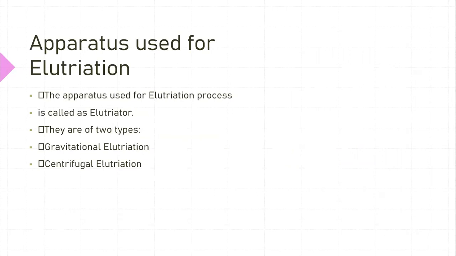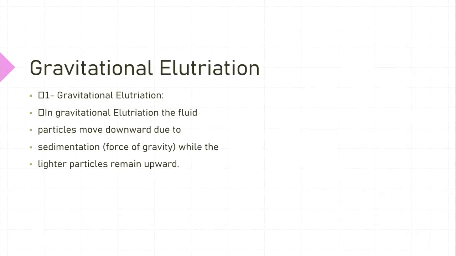Apparatus used for elutriation. The apparatus used for the elutriation process is called an elutriator. There are two types of elutriator: gravitational elutriation and centrifugal elutriation.